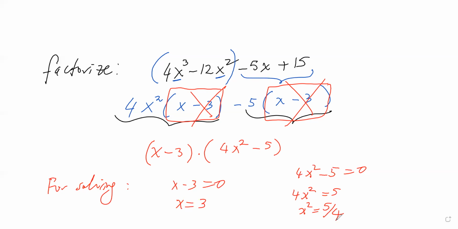x squared equals 5 over 4, dividing both sides by 4, and then take the square root of both sides: square root of the top, plus or minus, over the square root of the bottom, which is the square root of 4, which is 2. So the zeros of this polynomial are 3, negative root 5 over 2, and then positive root 5 over 2.